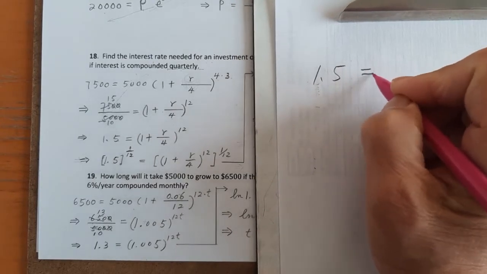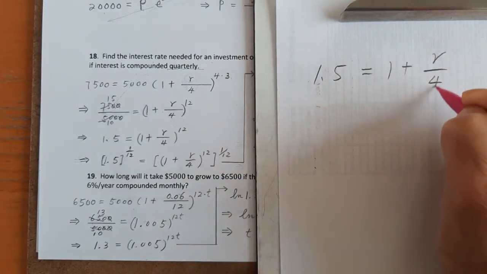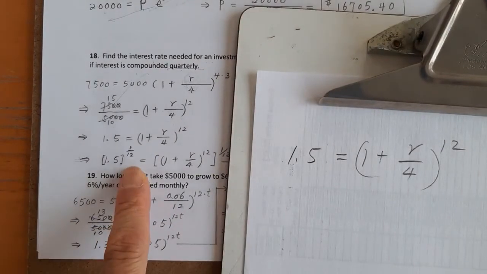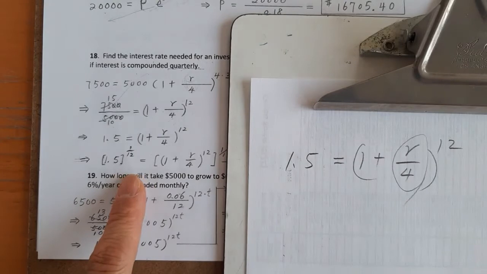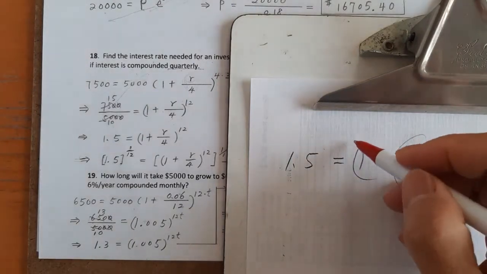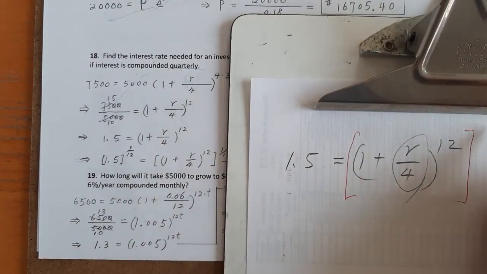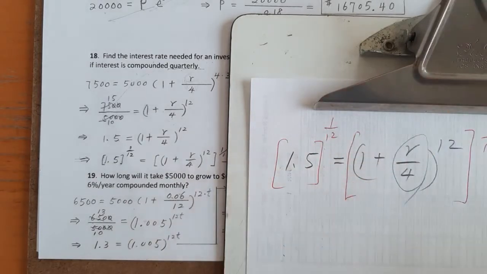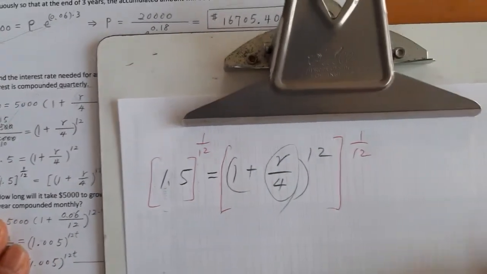1.5 equals 1 plus R over 4 to the power 12. Go to the next step. We are going to isolate this term. So how to isolate this term? We have to get rid of this 12. How to remove that 12? You raise both sides to the power 1 over 12.